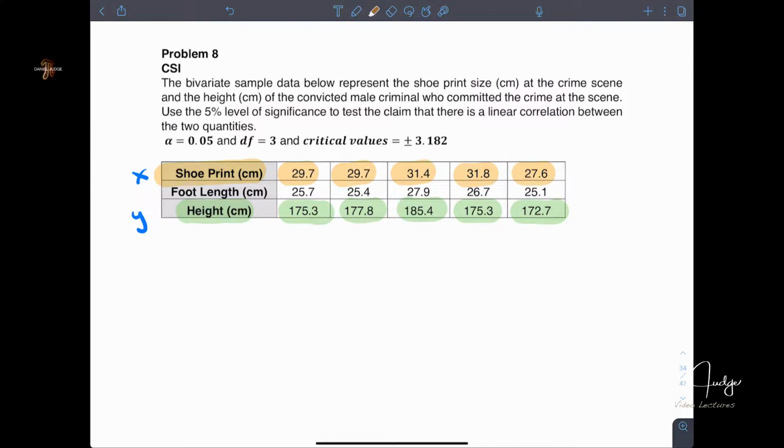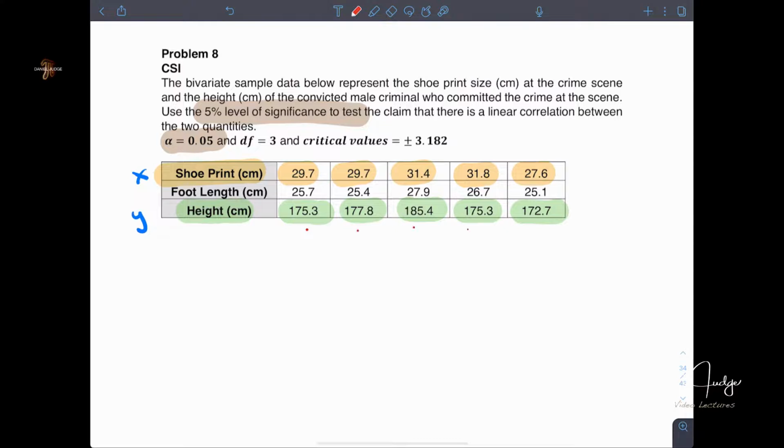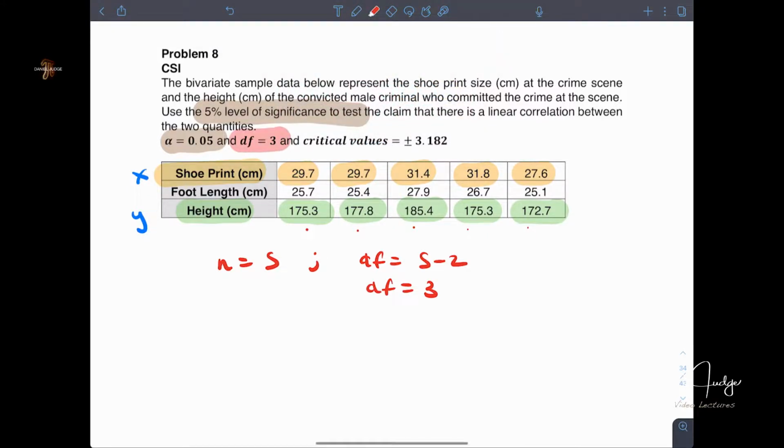Use the 5% level of significance to claim there's a linear correlation. Sure enough, they have 5%. Let's count our data. We have 1, 2, 3, 4, 5 data values. If my data value is 5, degrees of freedom is 2 less. 5 minus 2 is 3. Sure enough, that's accurate. Let's see if the critical values are plus or minus 3.182.